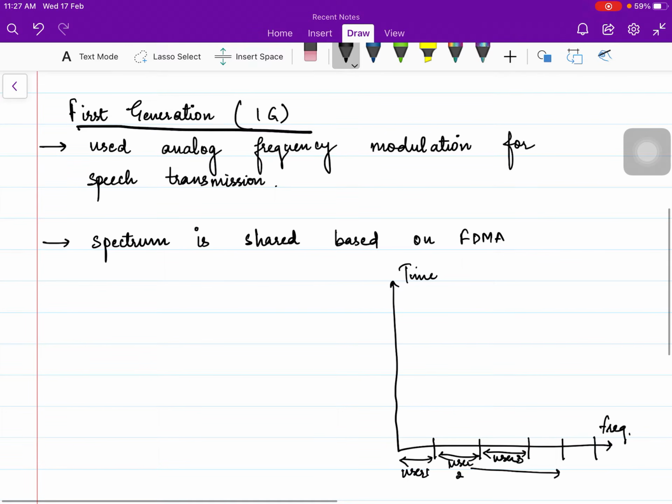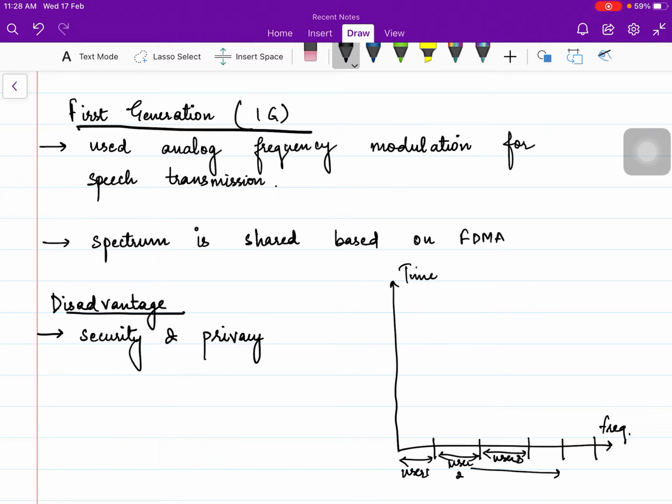Now the problems you will see: in the first point itself you can encounter a problem. The modulation scheme used here is analog frequency modulation, and we all know that analog signals have certain disadvantages over digital signals. The main disadvantage is privacy. As the frequency modulation scheme is analog, security and privacy measures were not provided here. That was the major disadvantage.